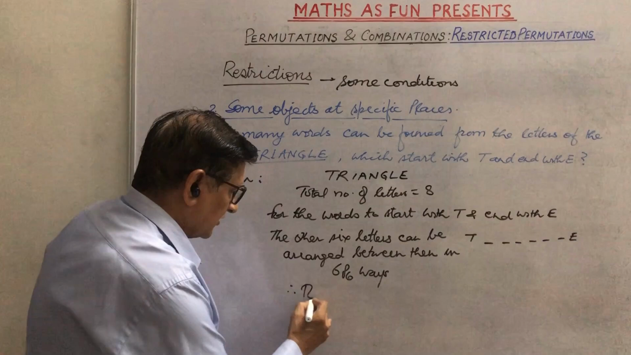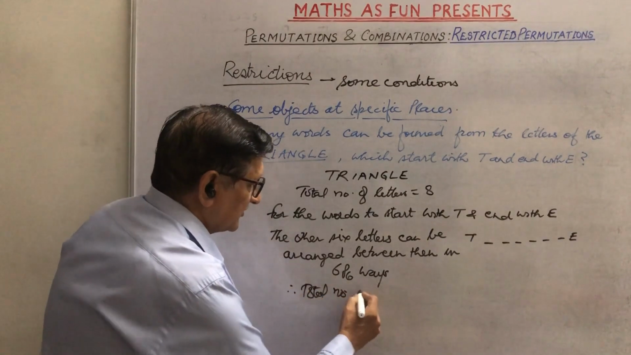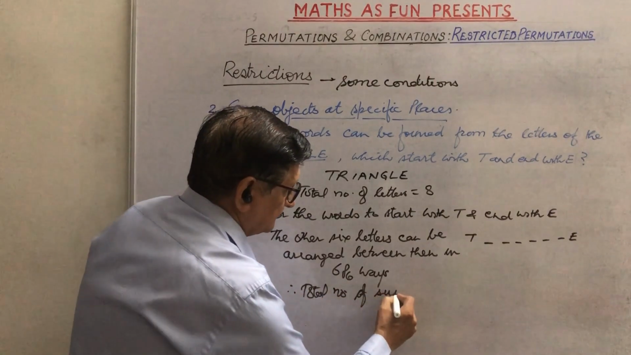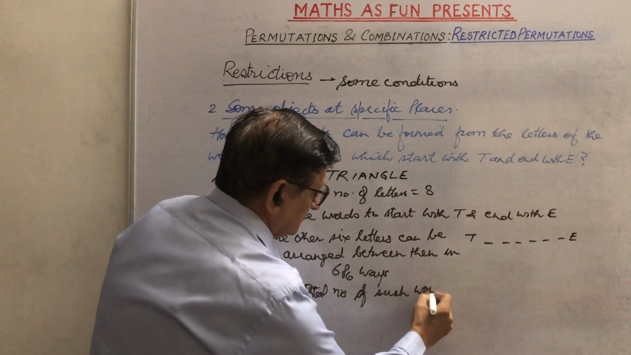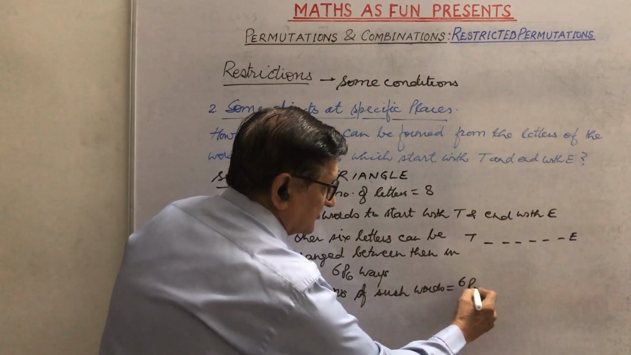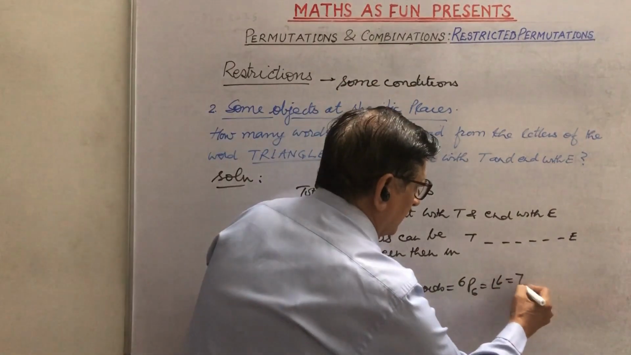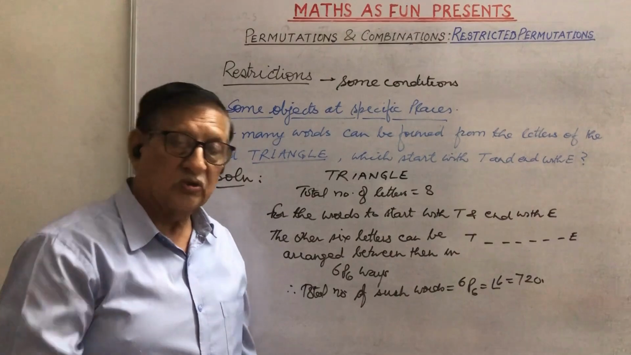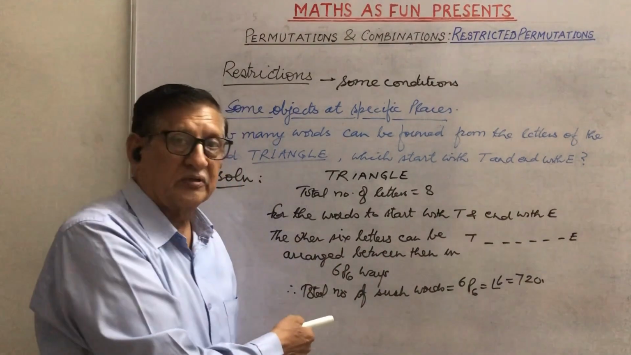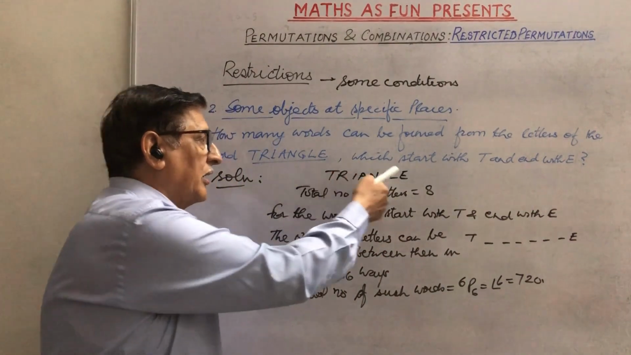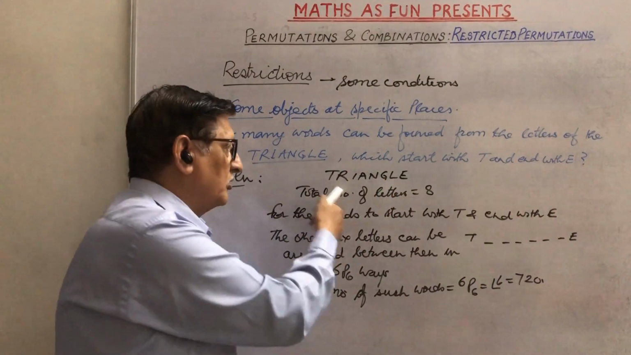Therefore, the total number of such words is equal to 6P6, that is factorial 6, or we can say 720. So 720 words can be formed which will start with T and end with E, taking all the letters of the word TRIANGLE.